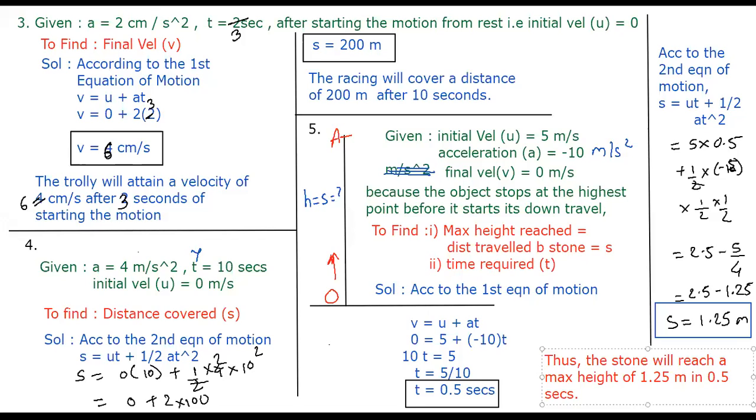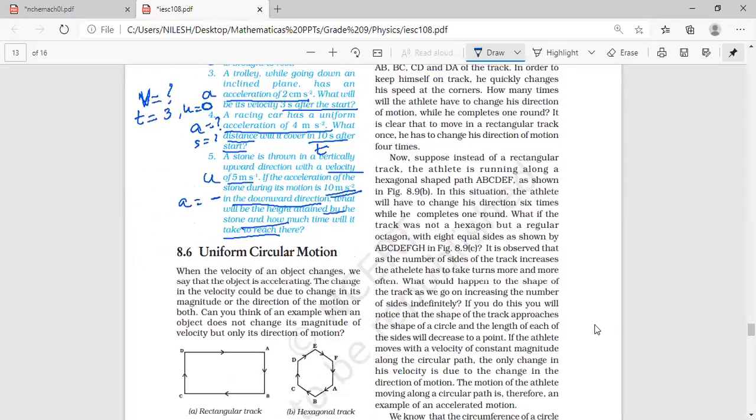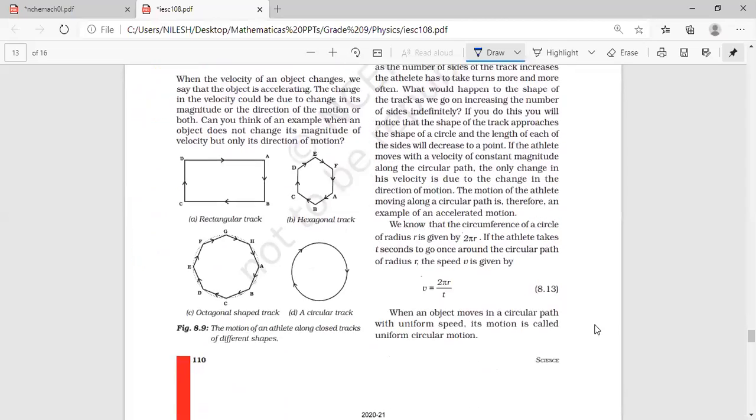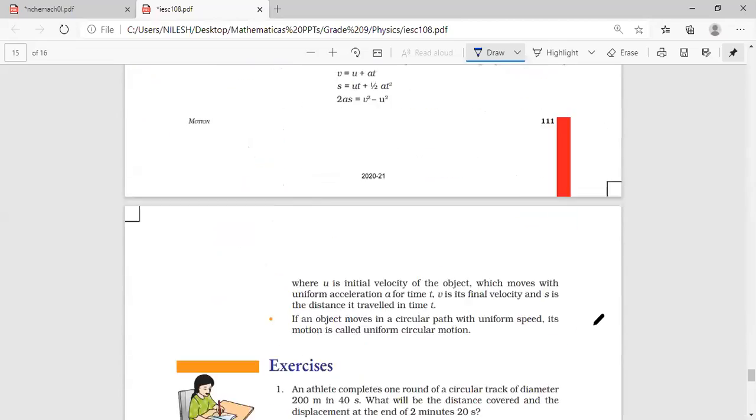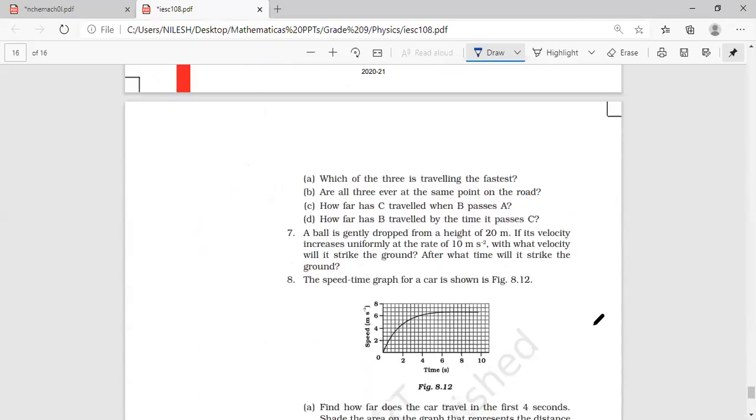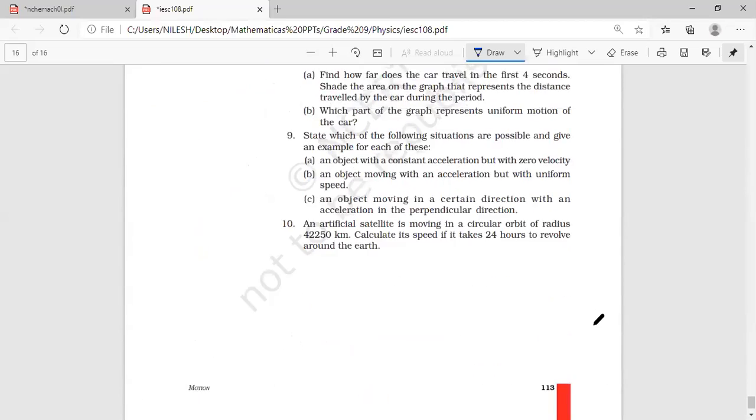Thank you. So these were the 5 important questions. Finished, all of you? Are you understanding, children, how we are solving these questions very easily? Very good. Finished writing this answer? Finished. And this is the last part, uniform circular motion. And then we have the exercise sums 7, 8, 9, 10.